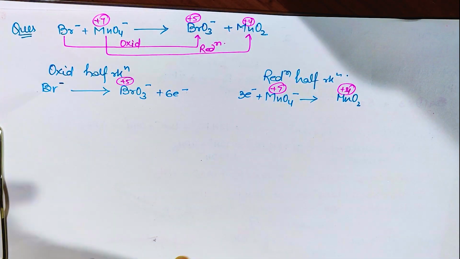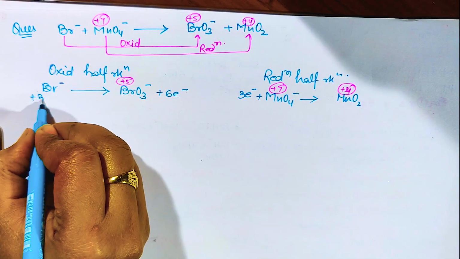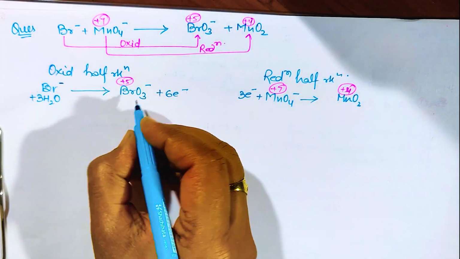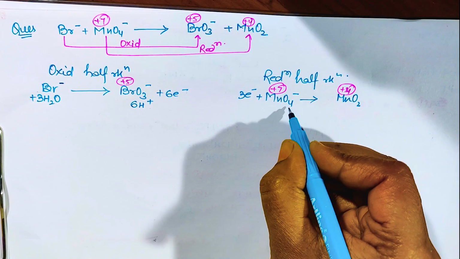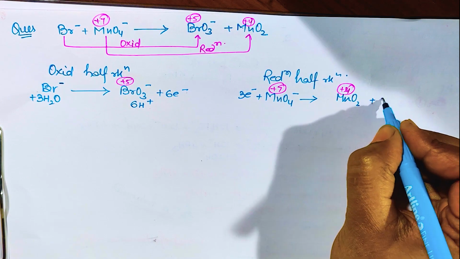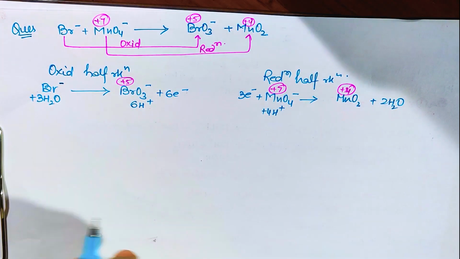Done. Next, oxygen balance. So 3 oxygen over there, but no oxygen on the other side. So just put the 3H2O over here, and to balance hydrogen, it will be 6H+ over here. Similarly, in this case, oxygen 4, but oxygen 2. So 2H2O add, and to balance hydrogen, 4H+ will be added on this side.